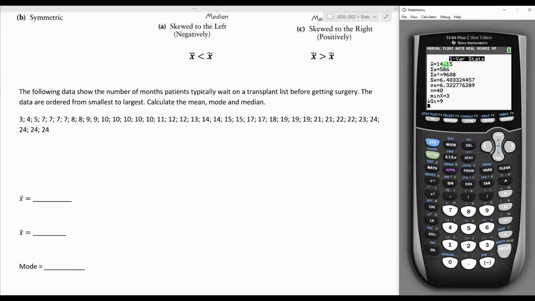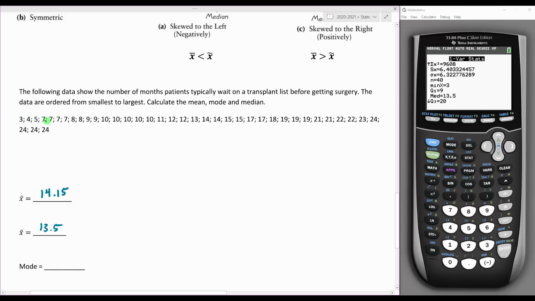We got a mean of 14.15, so I'm going to write that down. And then we should have a median of 13.5. There we go. Our one-var stats doesn't tell us the mode, but I very nicely sorted the data for you here, so it should make it a little bit easier to find the mode. Let's go through here.